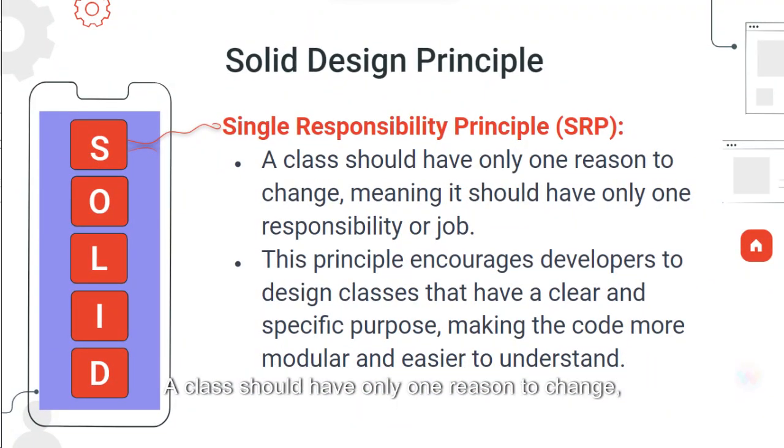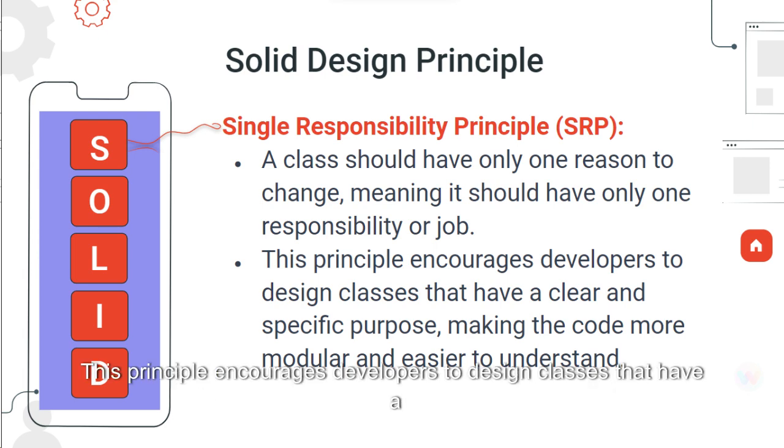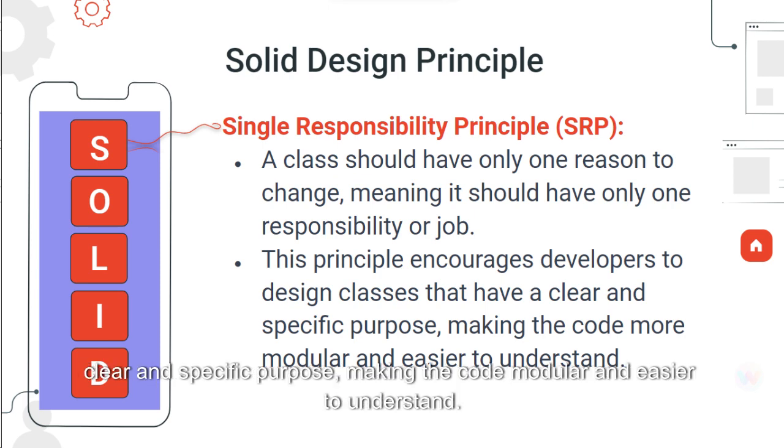Single Responsibility Principle. A class should have only one reason to change, meaning it should have only one responsibility or job. This principle encourages developers to design classes that have a clear and specific purpose, making the code modular and easier to understand.